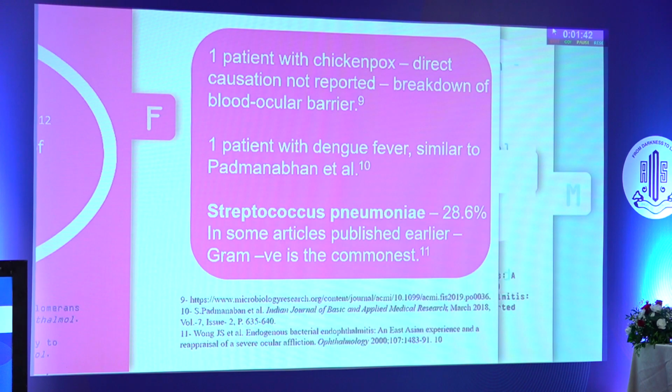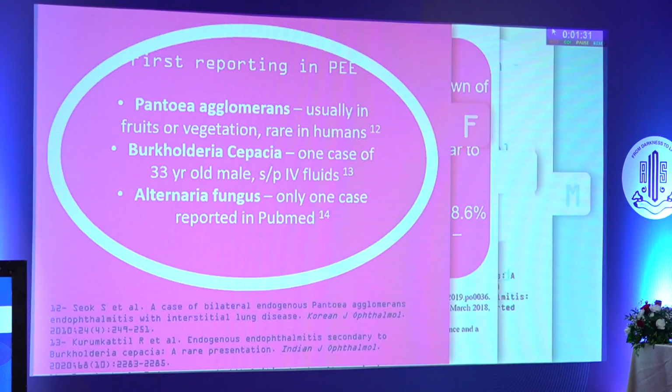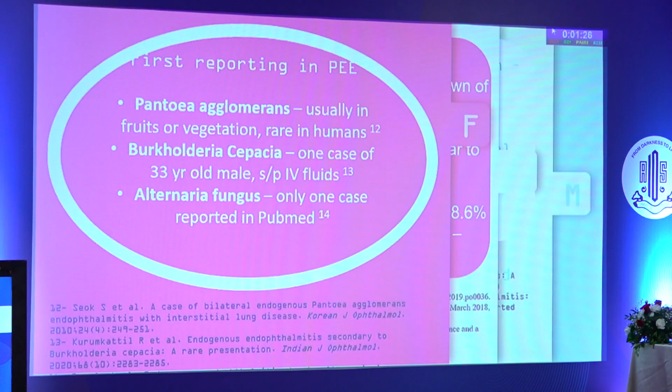Streptococcus pneumoniae was the most common in our study with 28.6%. Most articles have published gram-negative as the commonest. For the first time, we are reporting in pediatric endogenous endophthalmitis Pantoea agglomerans, usually seen in fruits or vegetation, rare in humans, known to cause a few cases of endogenous endophthalmitis, but not in the pediatric age group. Burkholderia cepacia, there is one case reported, that too an endogenous endophthalmitis in a 33-year-old male. The child who presented to us also had a history of IV fluids. Alternaria fungus, only one case has been reported in PubMed so far, that too an endogenous endophthalmitis, but not in the pediatric age group.